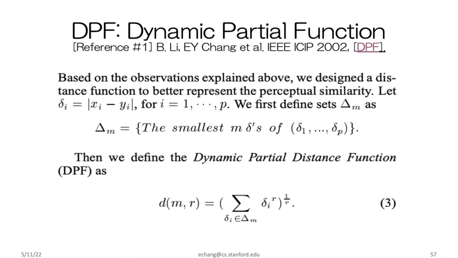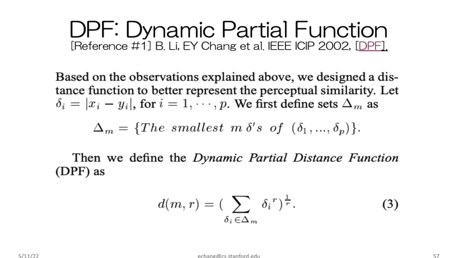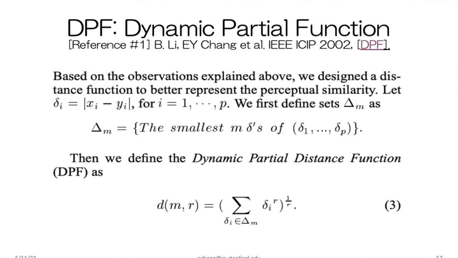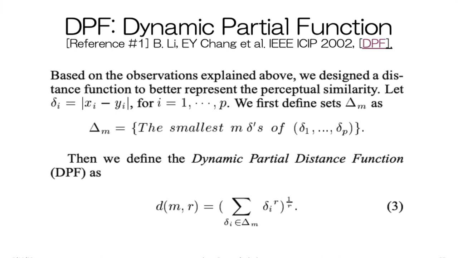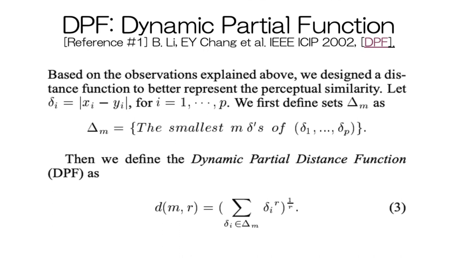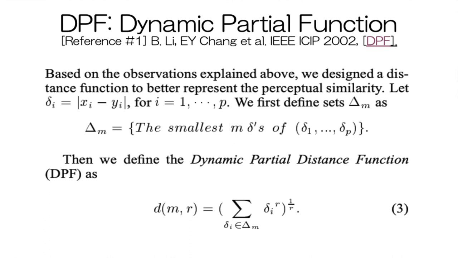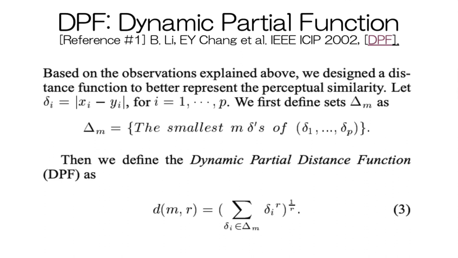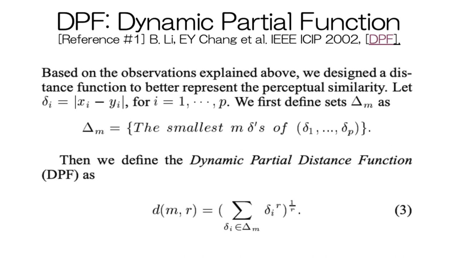Dynamic means that for every pair of objects, the distance function to compare similarity will be different. And partial means you don't need to weigh all attributes in the distance function, you only pick the smallest deltas, or smallest attribute differences, to go into your distance function. So although this method works so well, it's computationally intensive, you need to have all objects compared in a pairwise manner. And therefore, I leave you the last slide.